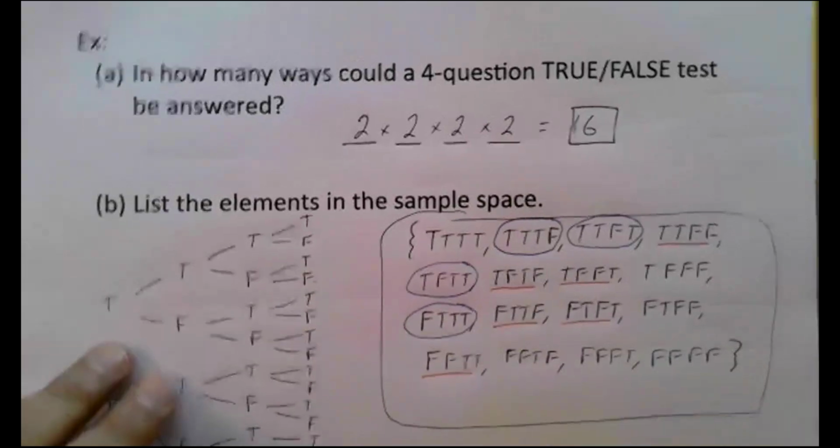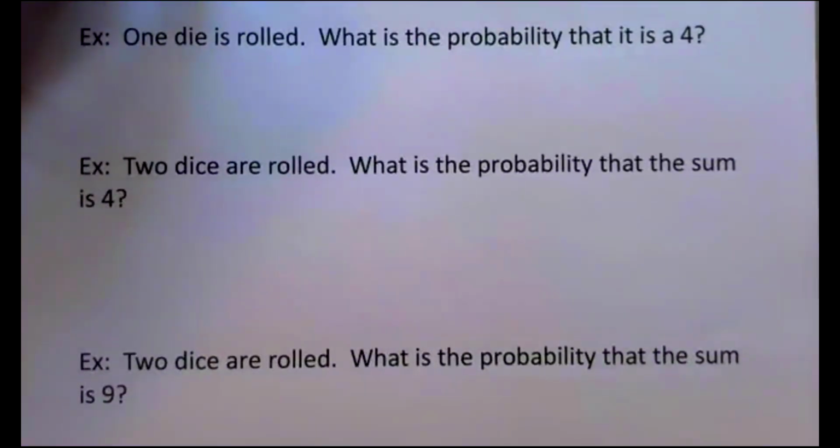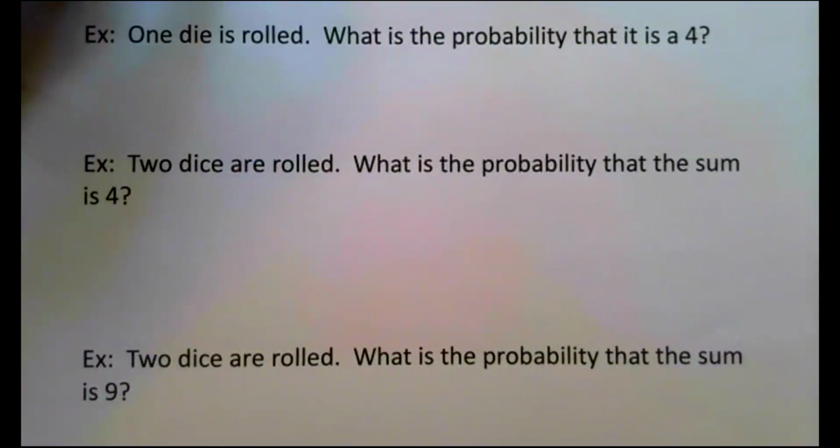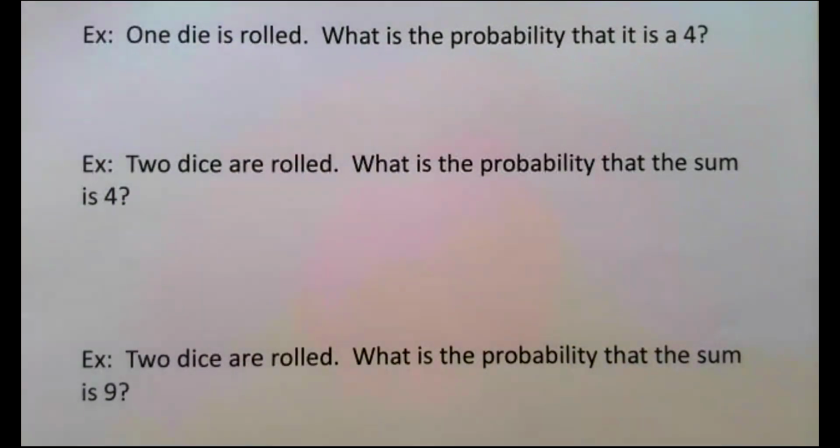Next question. One die is rolled. What is the probability that it is a 4? One single die.